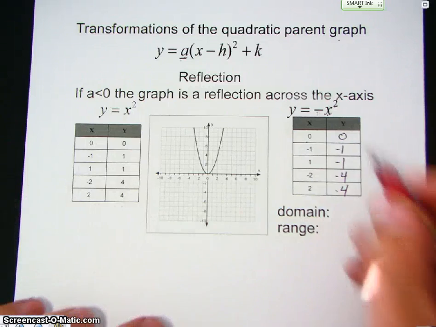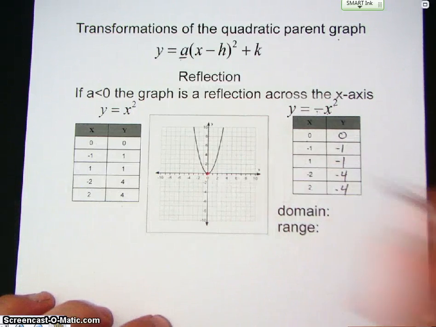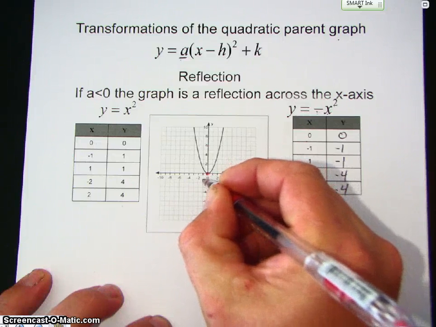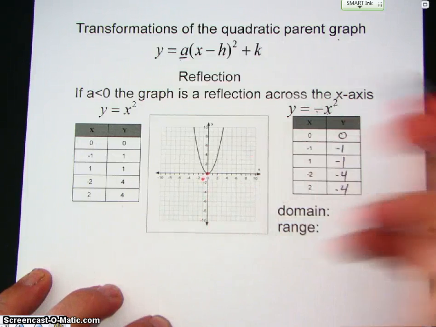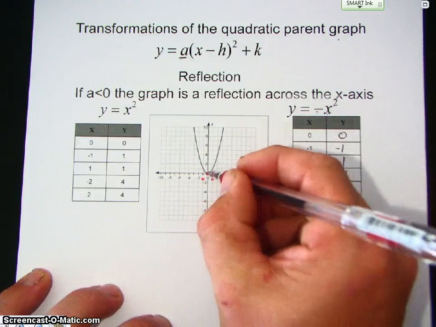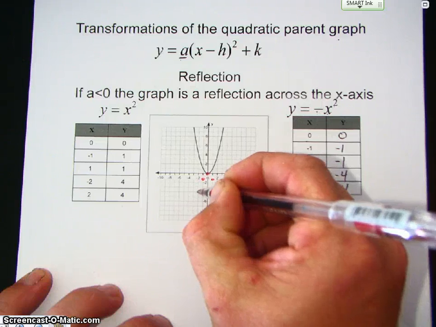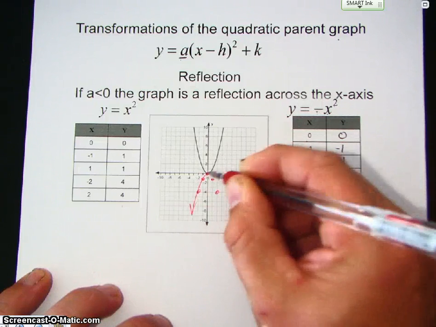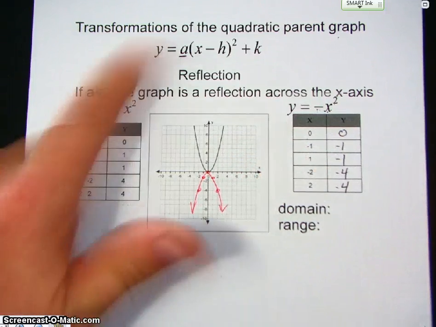Now we're going to graph this. The vertex is still the same at the origin, but this time it goes down. Instead of going up, it's going down. Negative 1, negative 1; negative 2, negative 4; positive 2, negative 4. In other words, it's opening down.